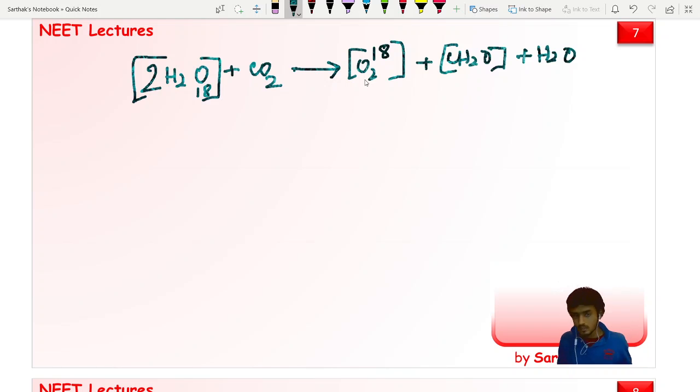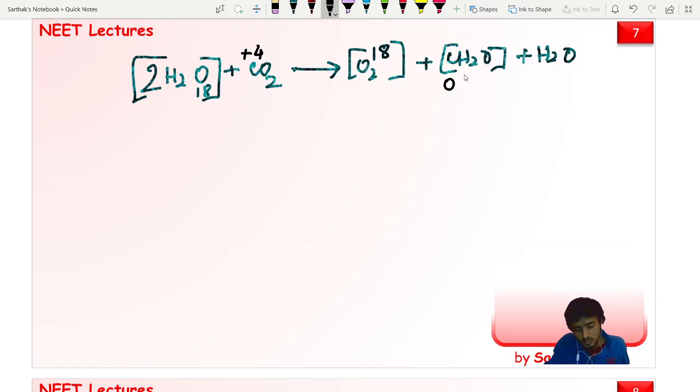And please carefully look at the oxidation number in this reaction. So what is the oxidation number of carbon here? The oxidation number of carbon here is plus 4. And the oxidation number of carbon in the carbohydrate is 0.